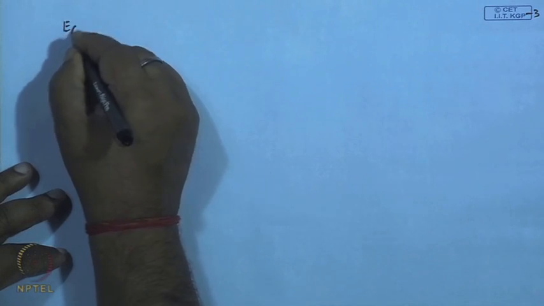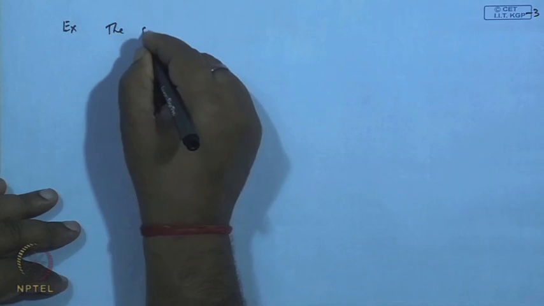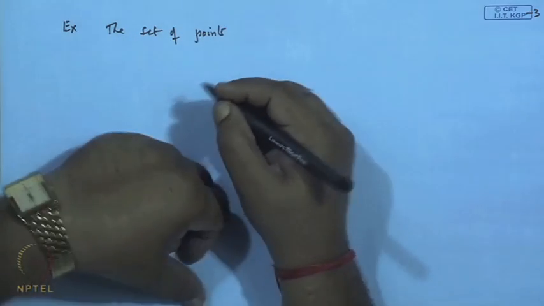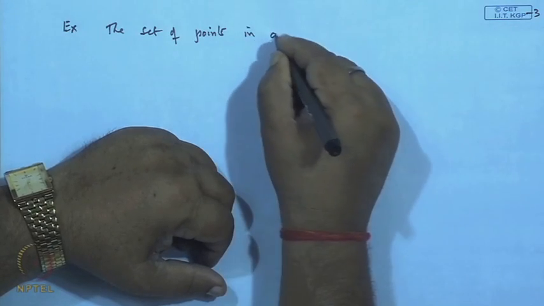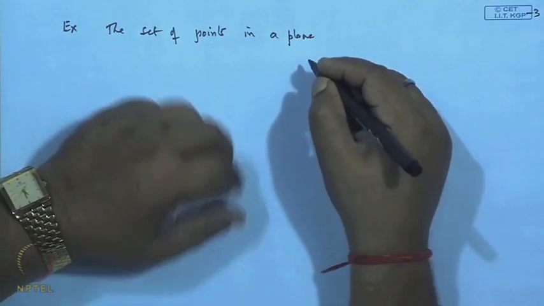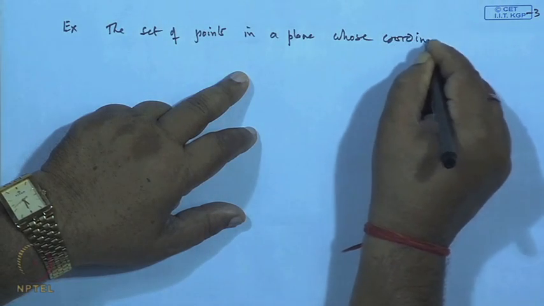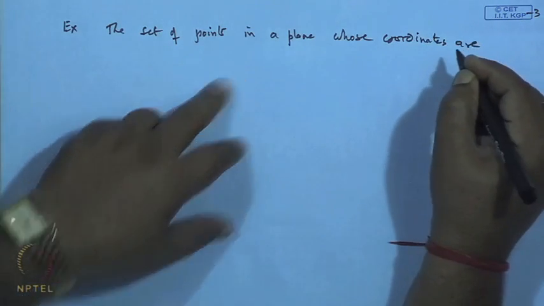We can get this. Then we were also discussing the points whose coordinates are rational numbers. This is another example that we have also seen: the set of points in a plane whose coordinates are rational numbers.